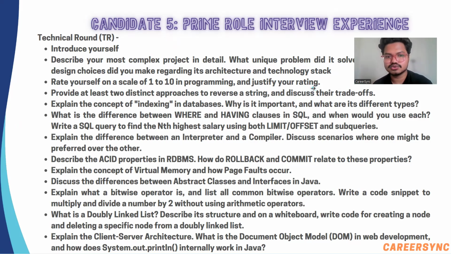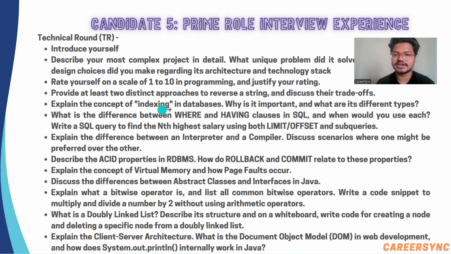If you give yourself a high score out of 10, then the questions will be tougher. So keep it in a range between 7 to 8, like 6 to 8 or 6 to 9. It will be better so that they will not ask high difficulty level questions. Provide at least two distinct approaches to reverse a string and discuss their trade-offs, right?